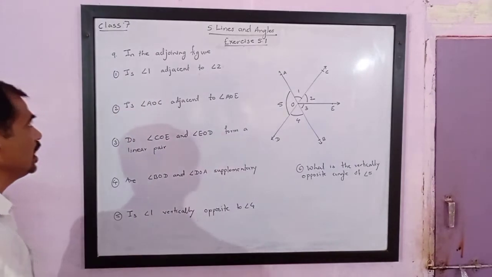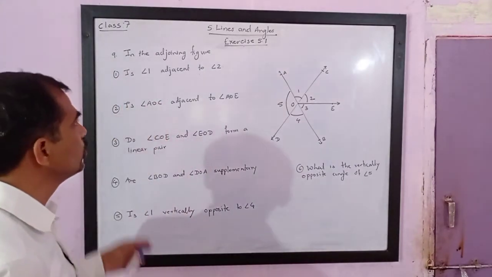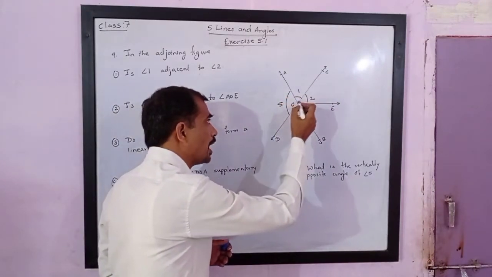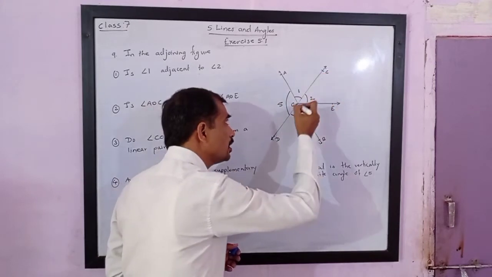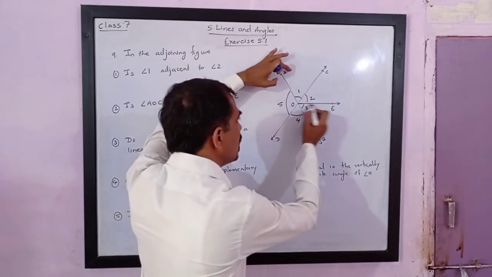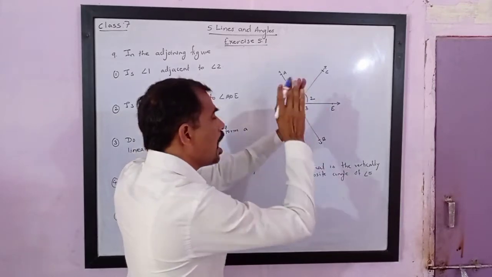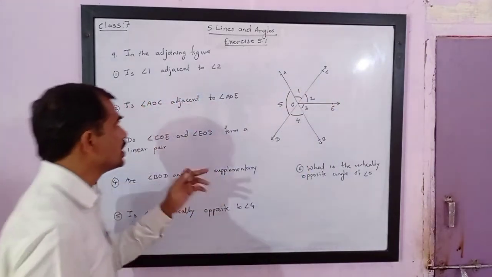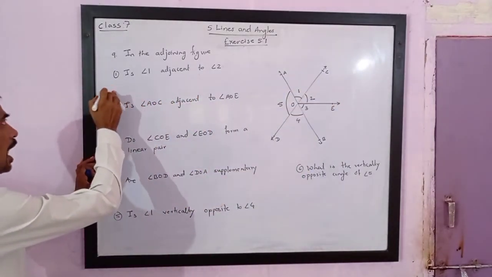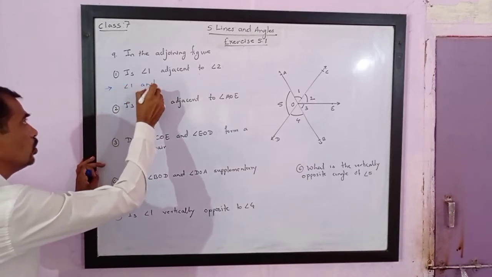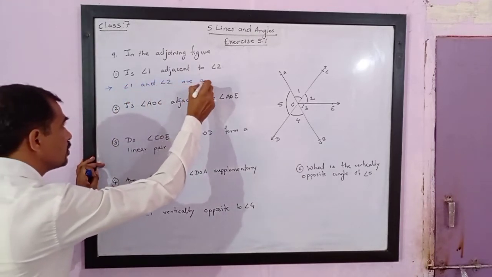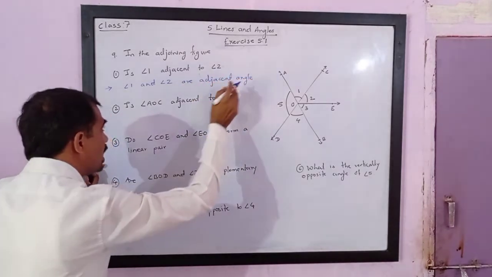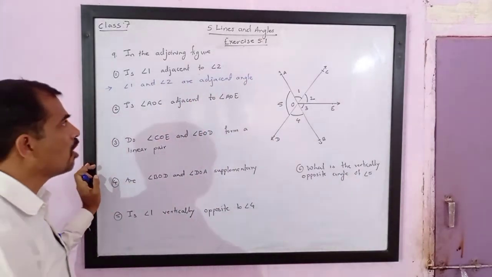Now we are asked the question, is angle 1 adjacent to angle 2? Please note, here these are angle 1 and angle 2. Angle 1 and angle 2 have one common ray, and the uncommon arms OA and OE are on opposite sides of the common arm. So angle 1 and angle 2 are adjacent angles. The reason is they have a common arm and the uncommon arms are on opposite sides of the common arm.